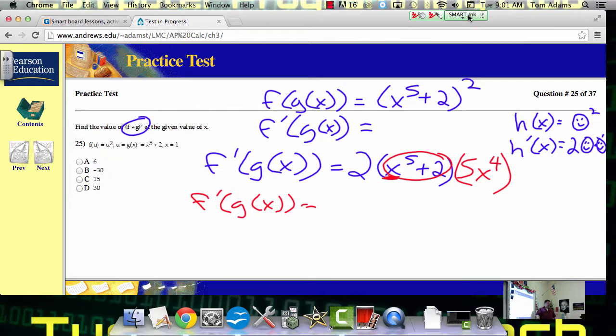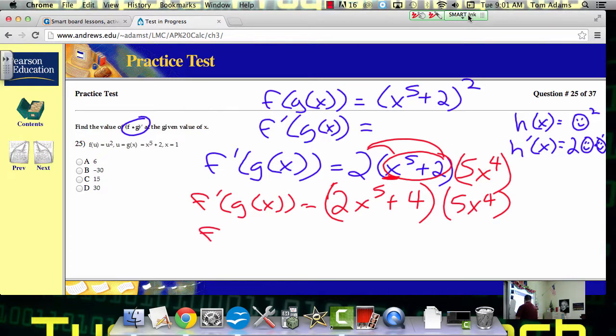The x to the fifth has to be distributed by this, and then everything also has to be multiplied by 2. We'll just do it the old way. So I'm going to say 2x to the fifth plus 4. I'm just distributing the 2 through the parentheses. And then that has to be multiplied by 5x to the fourth. And so now when I push the 5x to the fourth through, I get 10x to the ninth plus 20x to the fourth.